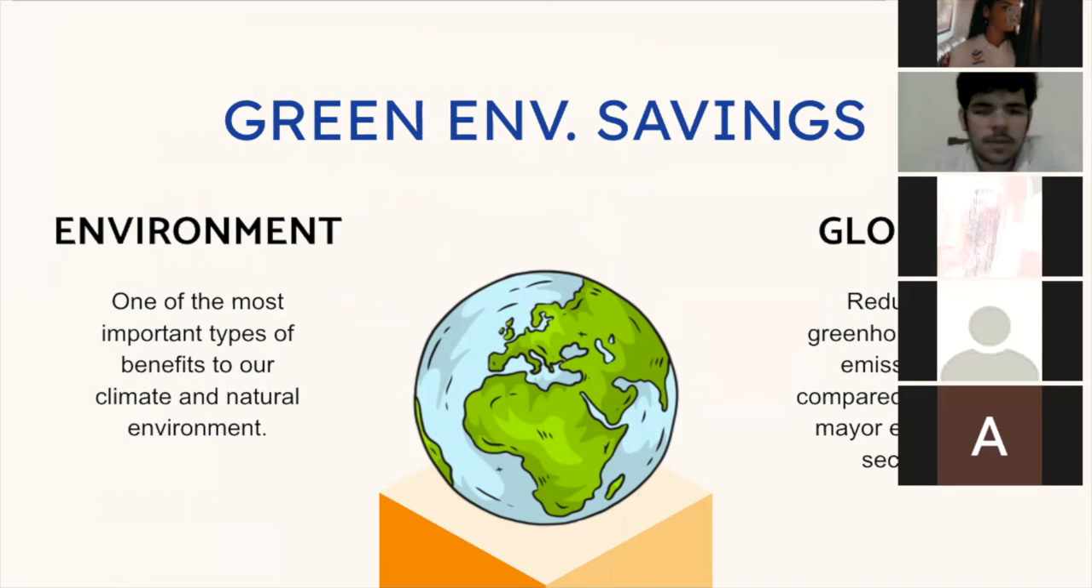Green environmental savings: the world over, evidence is growing that green buildings bring multiple benefits. Green buildings offer one of the most important types of benefits to our climate and natural environment. They use less water, energy, and natural resources, and they generate their own energy. At a global level, the building sector has the largest potential for significantly reducing greenhouse gas emissions compared to other major emitting sectors. This emission savings potential is said to be as much as 84 gigatons of CO2 by 2050 through direct measures in buildings such as energy efficiency, fuel switching, and the use of renewable energy.